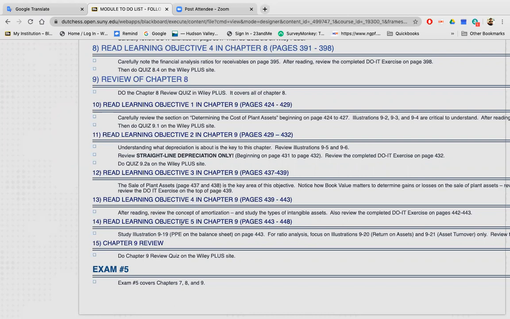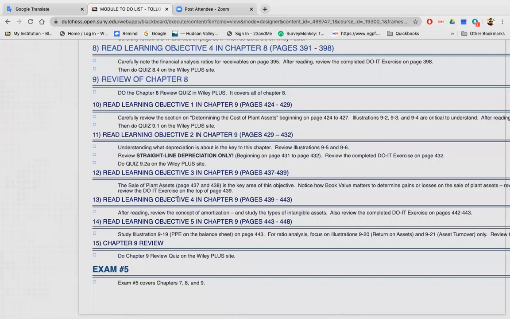And Chapter 9 wraps up with financial analysis. Again, are we using our assets well? Are we using our assets to generate a profit? Are we using our assets to generate sales? And that's how Chapter 9 ends.